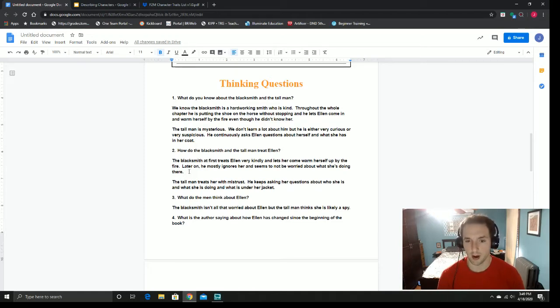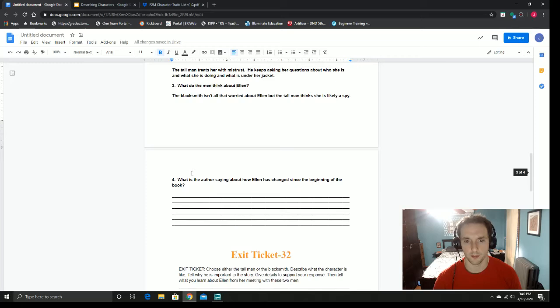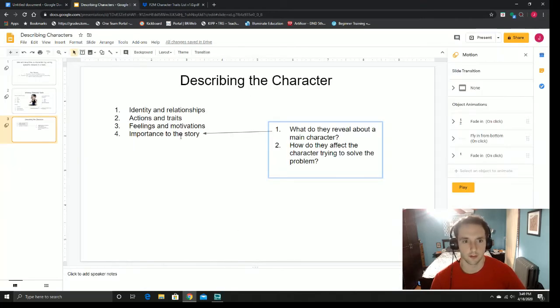But he probably thinks that she is some kind of spy. All right. And now, this gets to the last part of our exit ticket and also the last part of describing characters. Okay? The last part of describing characters is their importance to the story. Okay? And like we spoke before, what they reveal about a character or how they affect the character trying to solve the problem shows their importance.